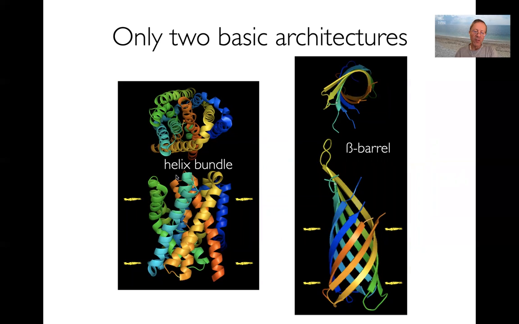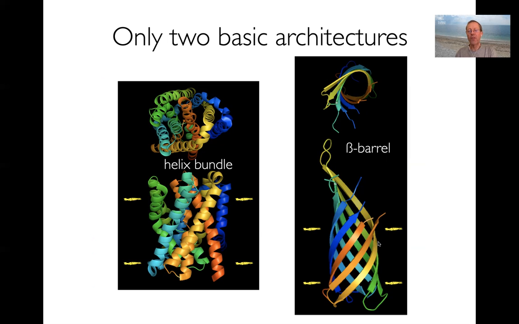But obviously, in the loops and the parts exposed to the aqueous phase, they can have polar and charged amino acids. So that's the helix bundle architecture: hydrophobic transmembrane alpha helices that pack together to form well-defined helix bundles. And they can create all kinds of transport pathways and ion channels and all kinds of things.